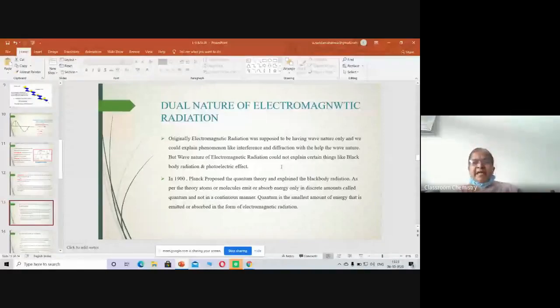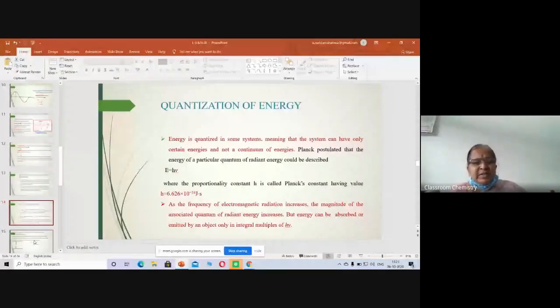As per the theory, atoms or molecules emit or absorb energy only in discrete amounts called quantum and not in a continuous manner. That quantum is the smallest amount of energy that is emitted or absorbed in the form of electromagnetic radiation. Electromagnetic radiations have dual nature, particle nature as well as wave nature. That is the quantization of energy, means that energy which is absorbed by the matter, not continuously, but in the form of small energy packets, and that energy is equal to h nu, that can have certain values of energy.